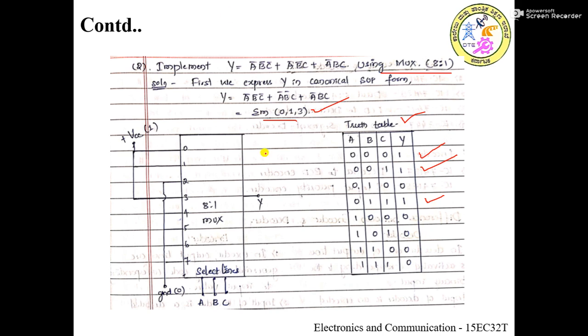Then what is the next step? You have to map these 3 inputs A B C with the select bits of the multiplexer. Next these outputs have to be mapped with the inputs of the multiplexer. Which combinations do we see? 0, 1 and 3. This is 0, this is 1 and this is 3. All these 3 are connected to VCC, and whichever are left, that is 2, 4, 5, 6 and 7, all these are connected to ground.